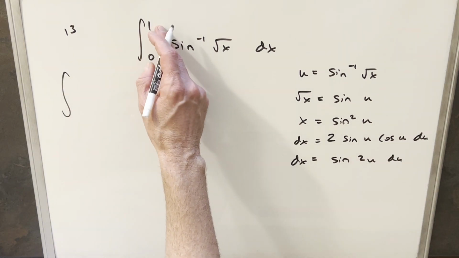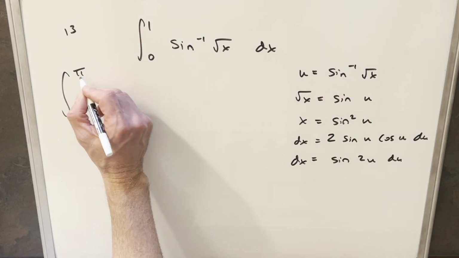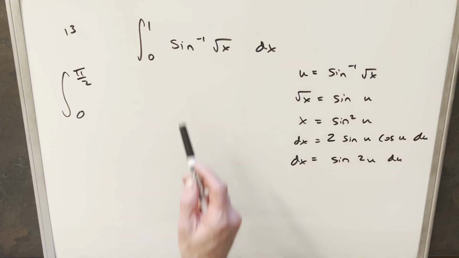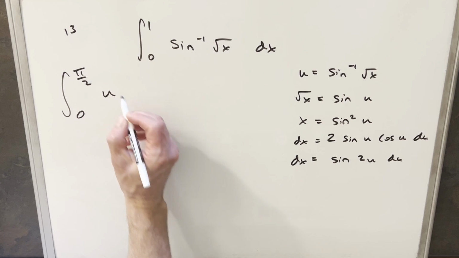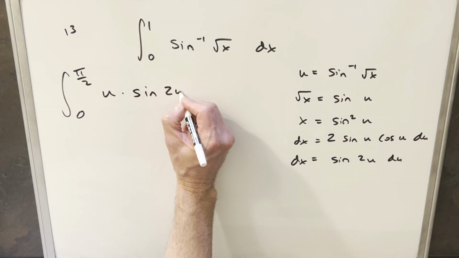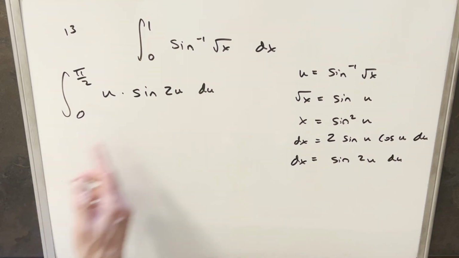So first, let's plug a 1 in for x. Arc sine of 1 is going to be pi over 2. Then plugging in 0, arc sine of 0 is just 0. Then again, this whole thing here is going to be our u. And then for our dx, we're just going to have sine 2u du. But with this, we're in good shape to do integration by parts. I'm just going to clean up the board and we'll do the DI method.